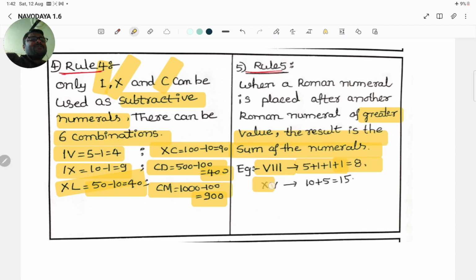Next example, XV is there. When we observe this situation, X is the bigger number compared to V. The X value is 10, the V value is 5. But here V is present on the right side of the X.